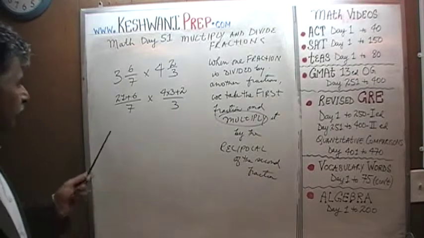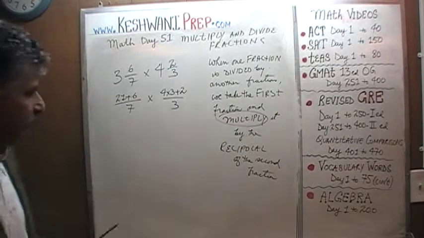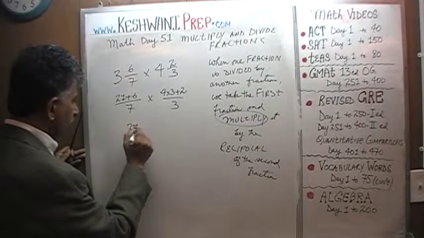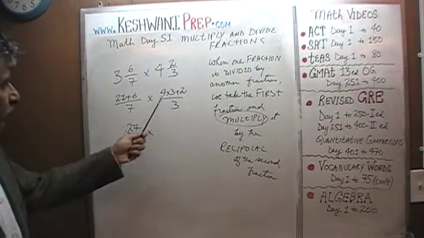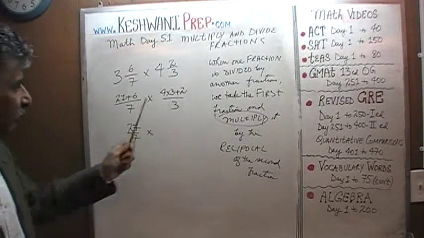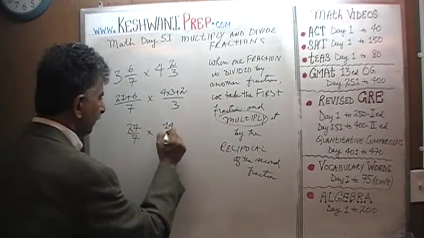4 times 3 is 12. So here 21 plus 6 is going to be 27, divided by 7, that is. And here 4 times 3 is 12. 12 plus 2 is 14. We get 14 over 3.